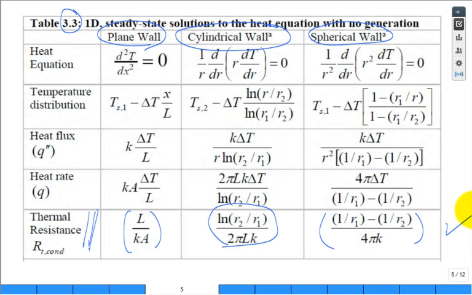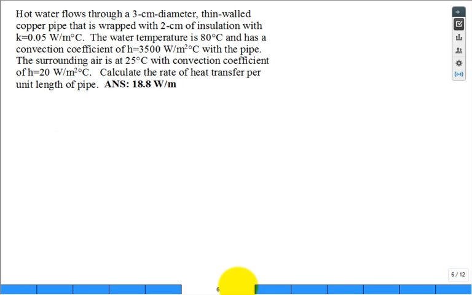But if you're interested in it, you can get the temperature distribution for all those cases and the heat flux as well as the heat rate, the rate of heat transfer. But in all of them, the Q is equal to delta T divided by R for the slab, for the cylindrical wall, and spherical layer. Okay. Can you take and put these in series? Sure. Can you couple it with convection? Sure. So let's solve this problem.